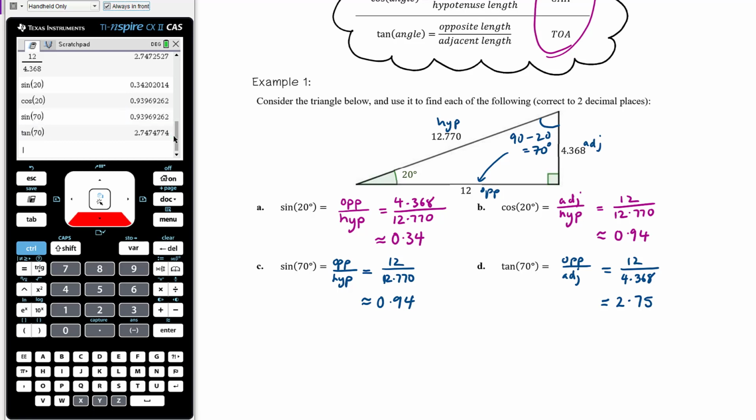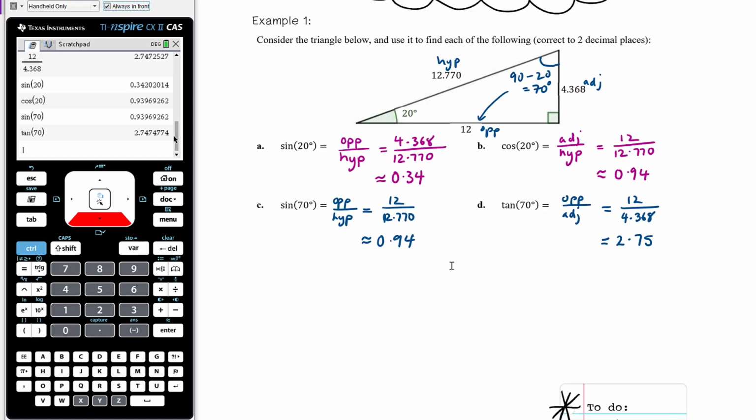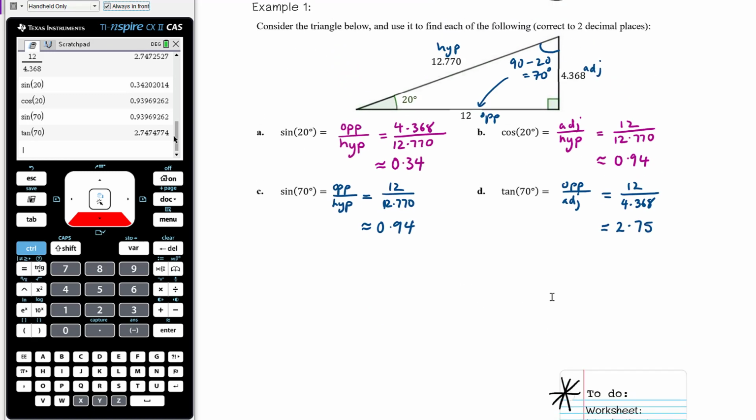Okay. The point here is not to actually just type sine of 20 into your calculator. The point is to get an understanding of which two side lengths we are finding the ratio of. What is the definition of sine and how do we use that? Okay. So working your way through this worksheet for today's work.